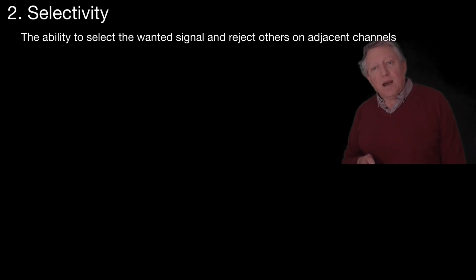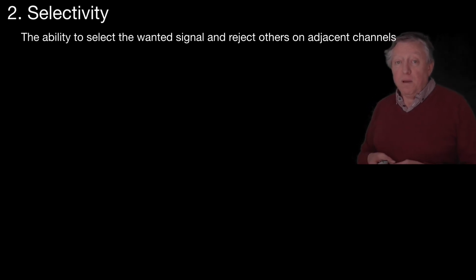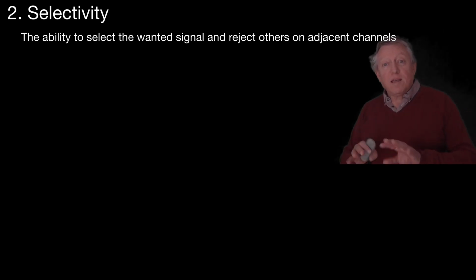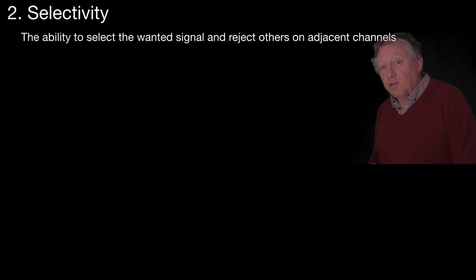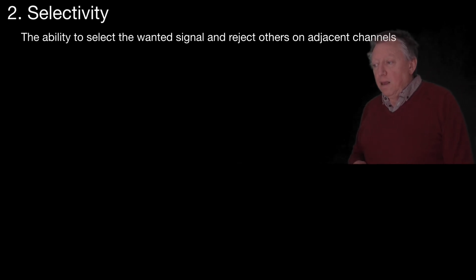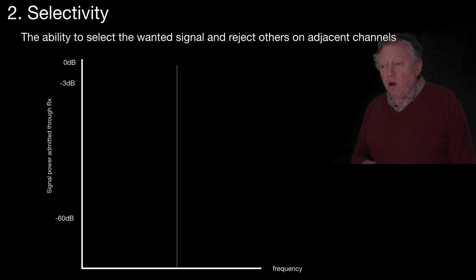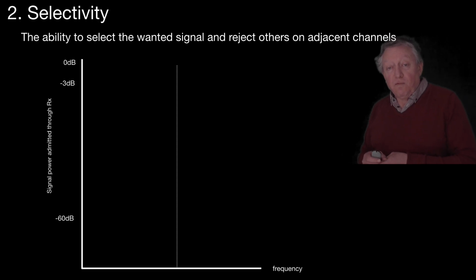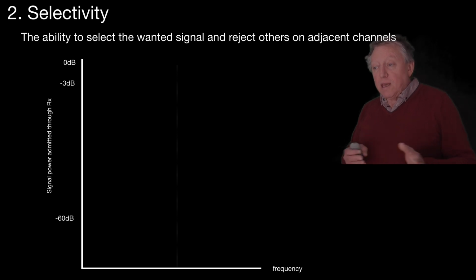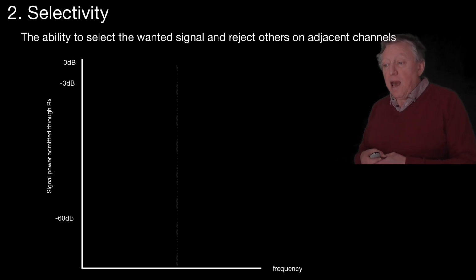Let's look at selectivity now. Remember, selectivity is the ability of the receiver to select the wanted signal and reject the unwanted signals. Let's draw a quick graph of it then. If the dotted line at the middle represents the frequency that we're tuned to, and we expect the wanted signal to be there, the graph on the left shows the signal power that's getting through the receiver, and the x-axis there is increasing frequency.